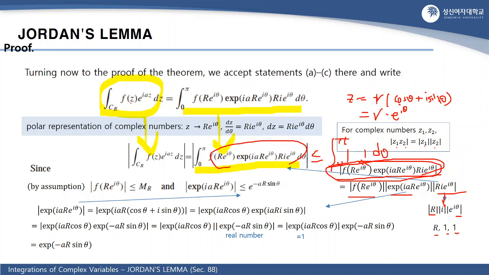This is because here we can apply Euler's formula to the exponential of i theta. We get cosine theta plus i sine theta, and the magnitude of this is just the square root of cosine squared plus sine squared. We compute the magnitude of this: cosine squared plus sine squared, which is exactly 1.